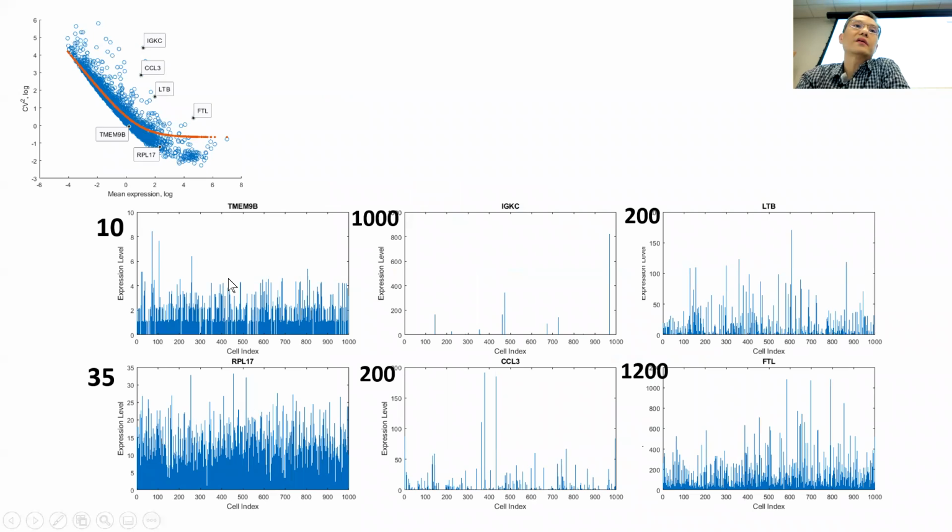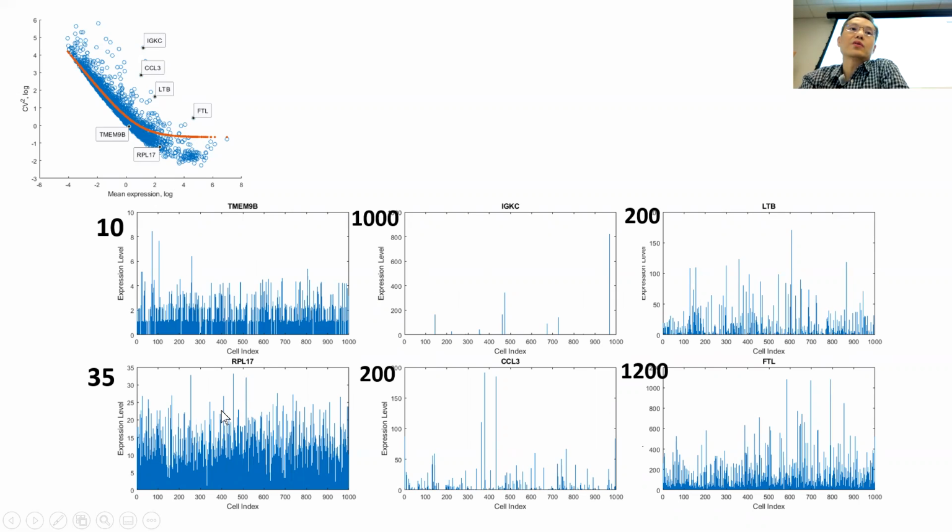We can look at their expression profiles. So we have TMEM9B here, which is lower than the curve. We also have RPL, some ribosomal protein large subunit 17, and also below the curve. And its profile looks like this, whereas the rest of the genes are way above the curve of expression like those.